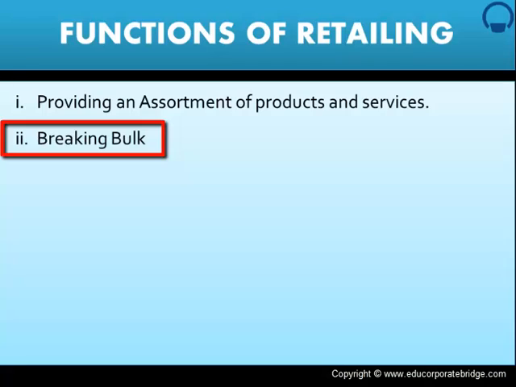A customer wouldn't want to buy in bulk. A customer would require an individual item and in very small quantities. So it is the duty of the retailer to break the bulk of the shipment of the wholesaler or the manufacturer and then further supply it to the customer.